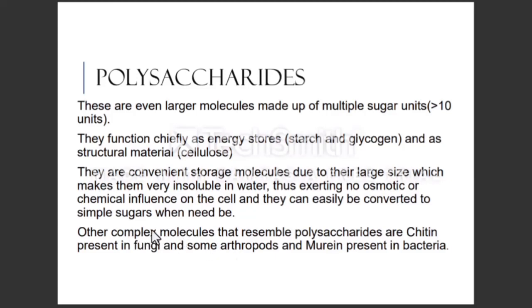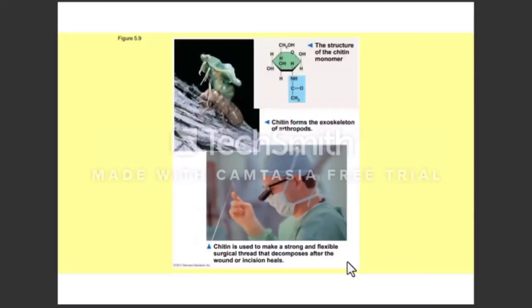Then you also have some other complex molecules that resemble the polysaccharides. You have chitin in fungi and some arthropods, and murein in bacteria.